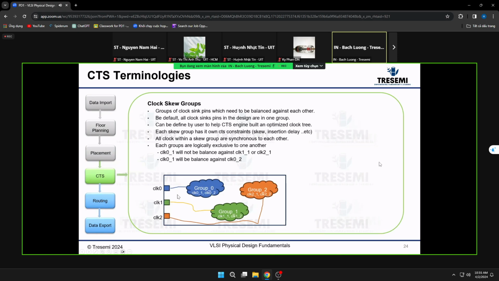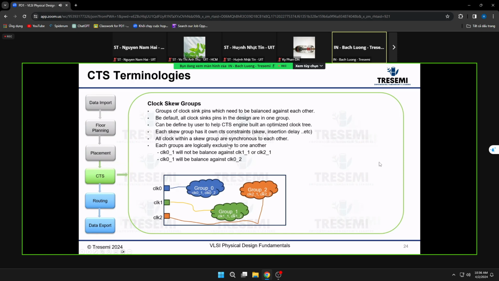So you group all the flops that are related together into one group, so the tool just balances them against each other. Likewise group 2, group 3, but each group needs to be synchronous within itself, meaning they're driven by the same clocks or some sort of clock relationship. Each group is logically exclusive to one another.